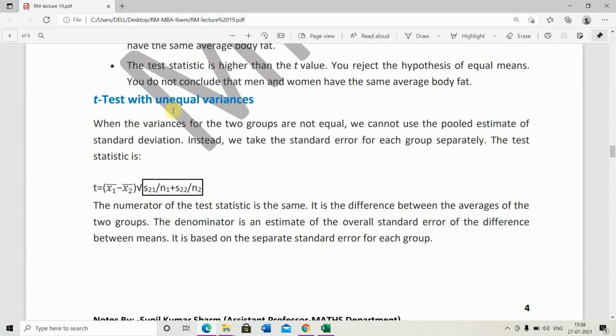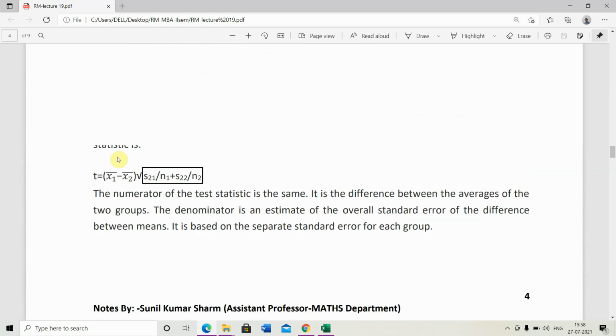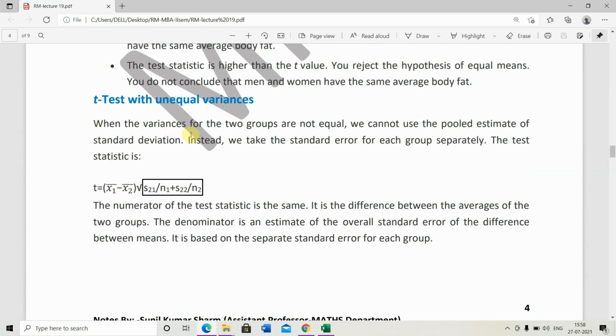Now the t-test with unequal variances. We did it for equal variances just now; now let us see how it is calculated for unequal variances. When the variances for the two groups are not equal, we cannot use the pooled estimate of standard deviation. Instead, we take the standard error for each group separately.